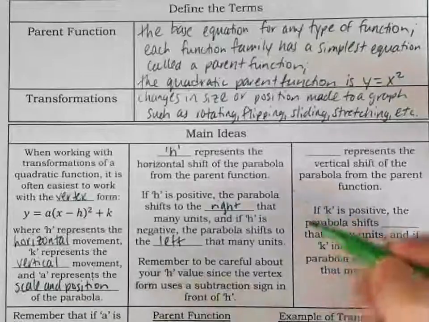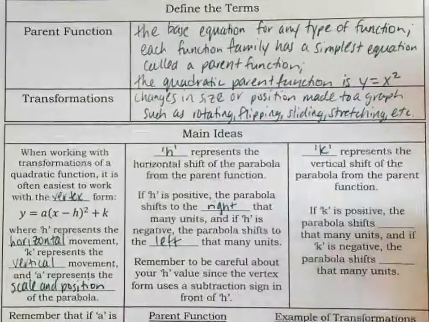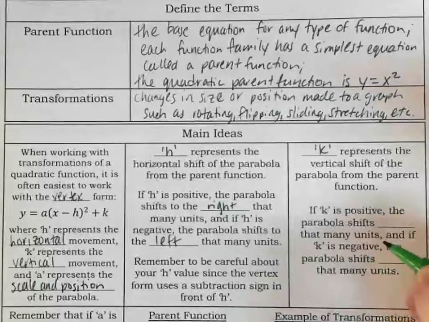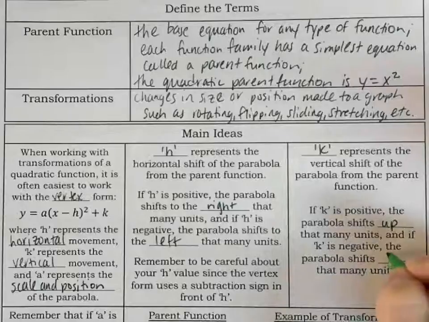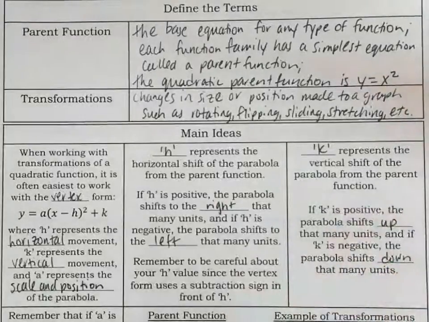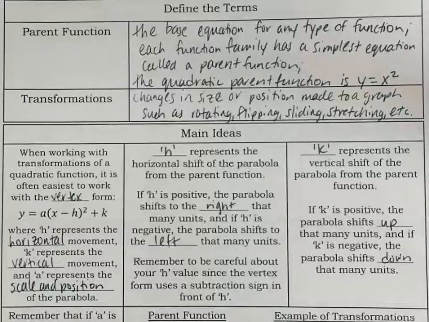Okay, so along with the horizontal shift, the k value works the same except it's a vertical shift. If the k value is positive, it's going to shift up. And if it's negative, it's going to shift down. So just think about your number line. Left of the 0 is going to be negatives. Right of that 0 is positive numbers. Down from the 0 is going to be negative, and up is going to be positive. So it works the same way with the h and the k value.